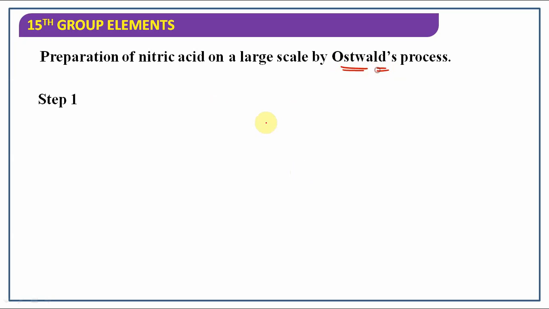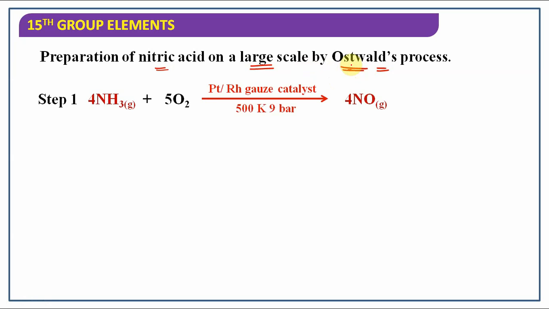Ostwald's process. A very important process, children, for board examinations. They will ask you a question: write the chemical reactions involved in the manufacture of nitric acid by Ostwald's process. So this is preparation of nitric acid on a large scale, commercial or industrial method. In Ostwald's process, to manufacture nitric acid, we will use ammonia.